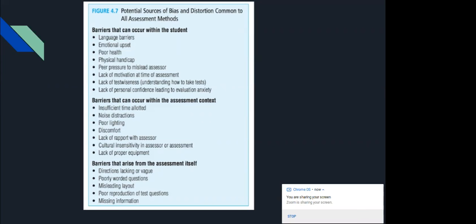This is the next one. Is it loud in the classroom? Is the lighting bad? Did you only have a few minutes before you had to leave? Did someone not have a pencil, or did the pencil break? So you need to think about that as well, as that impacts what happened in your assessment.